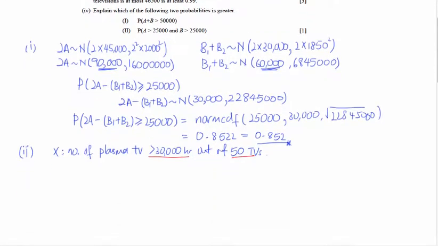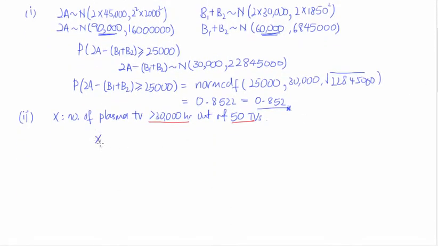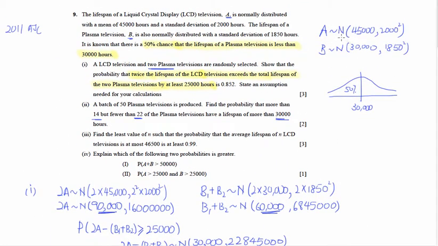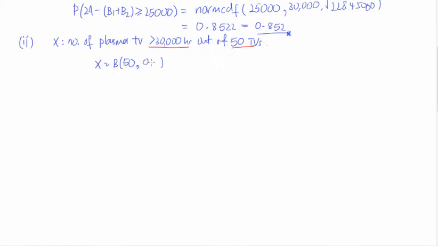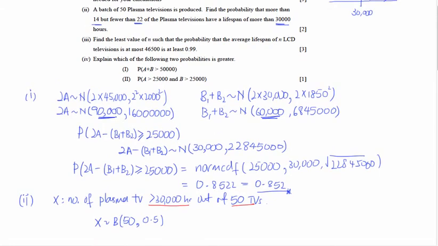So we need to define our binomial distribution proper. So X follows a binomial distribution, 50 comma the probability of success. In this case, we need to figure out what's the probability that a plasma TV has a lifespan of more than 30,000. So we need to go back all the way to this, and we figure out that it's actually not that difficult, because more than 30,000 is basically here, so it's 50%, right? So it's 0.5. So the probability of success is actually 0.5. Okay, that's easy enough. Let's move on to see what they really want.